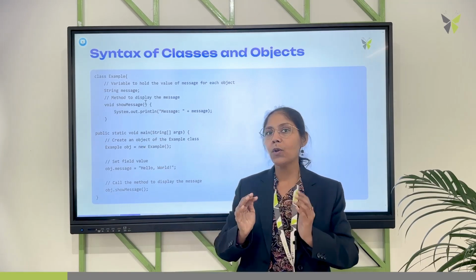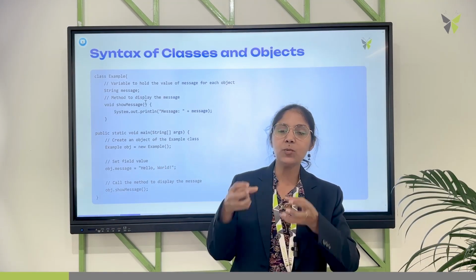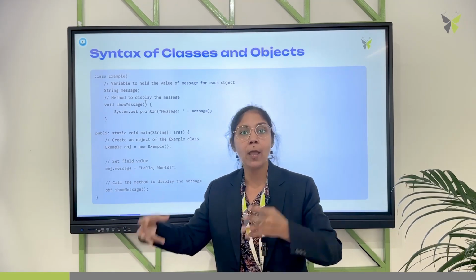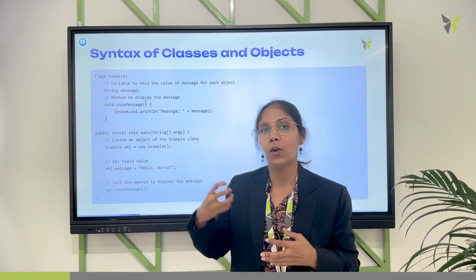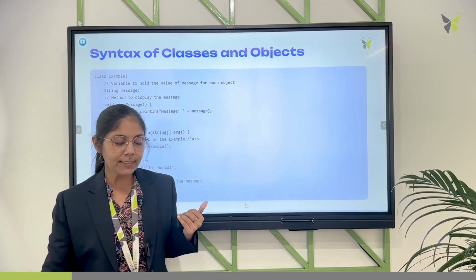This is basically the idea behind object-oriented programming. My variable's value is getting stored for an object, and my method is getting called for an object. This is the overall concept of object-oriented programming. Now let's understand one more thing here.